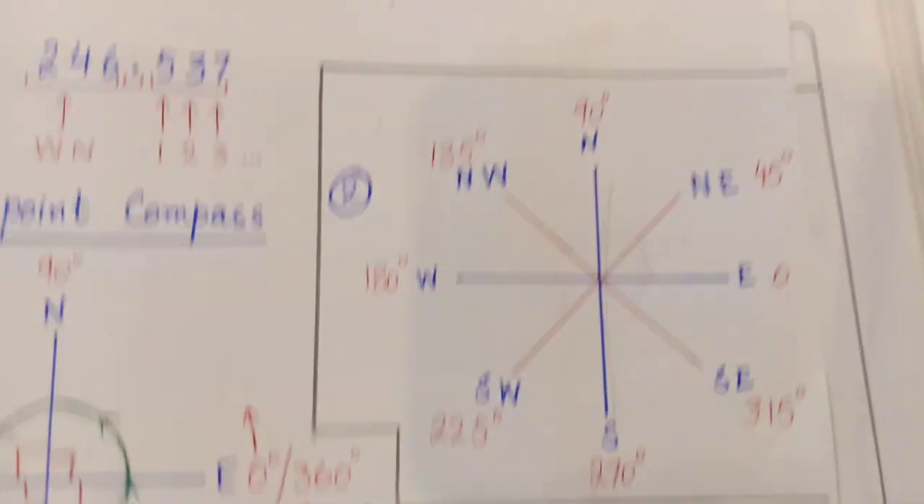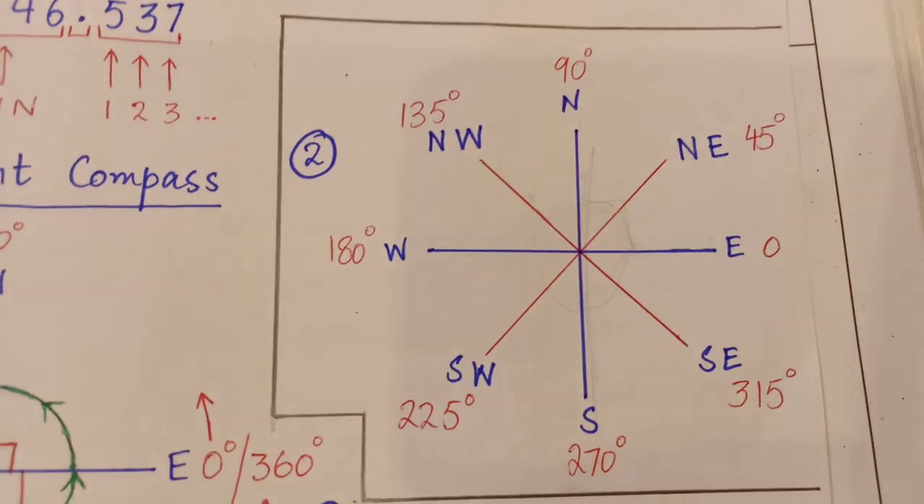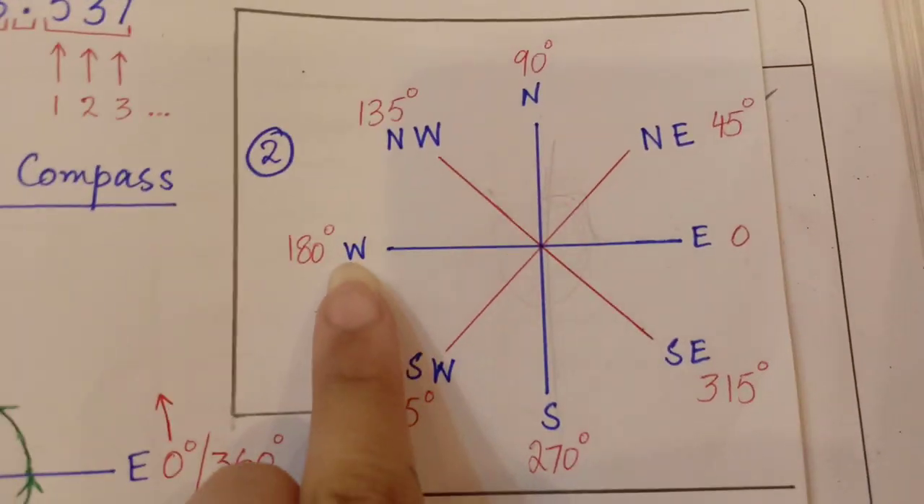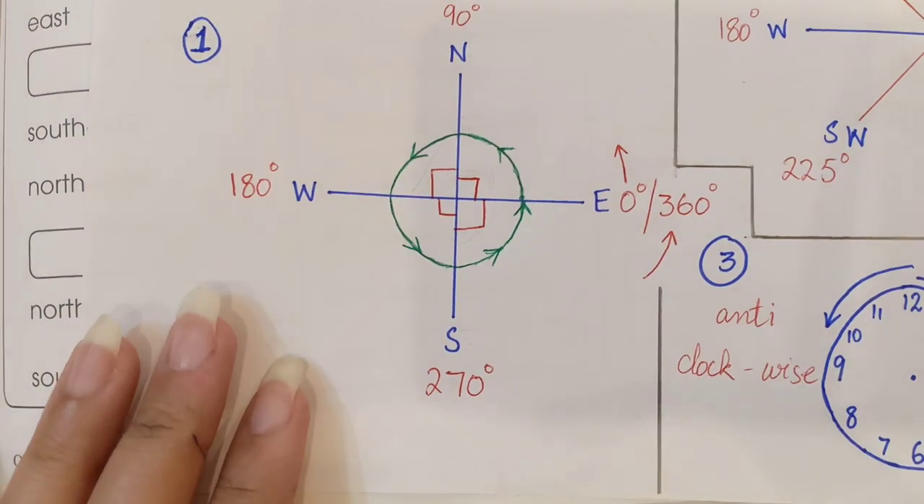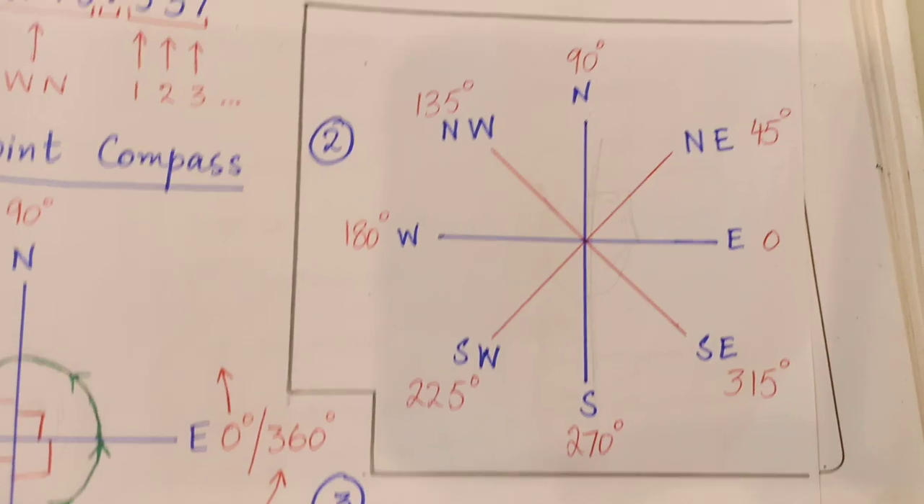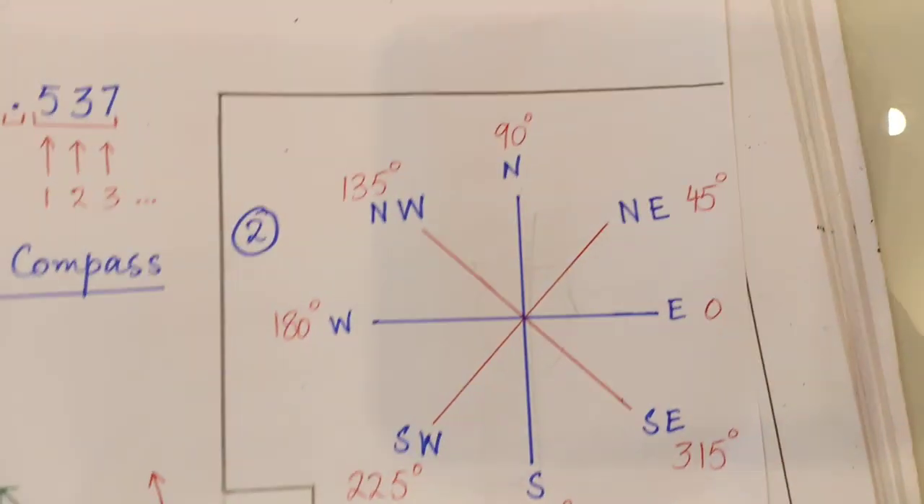You see the angles for the major directions, east, west, north and south, are the same as here: 0 degrees, then 90 degrees, then 180 degrees, and then 270. Here they are the same.